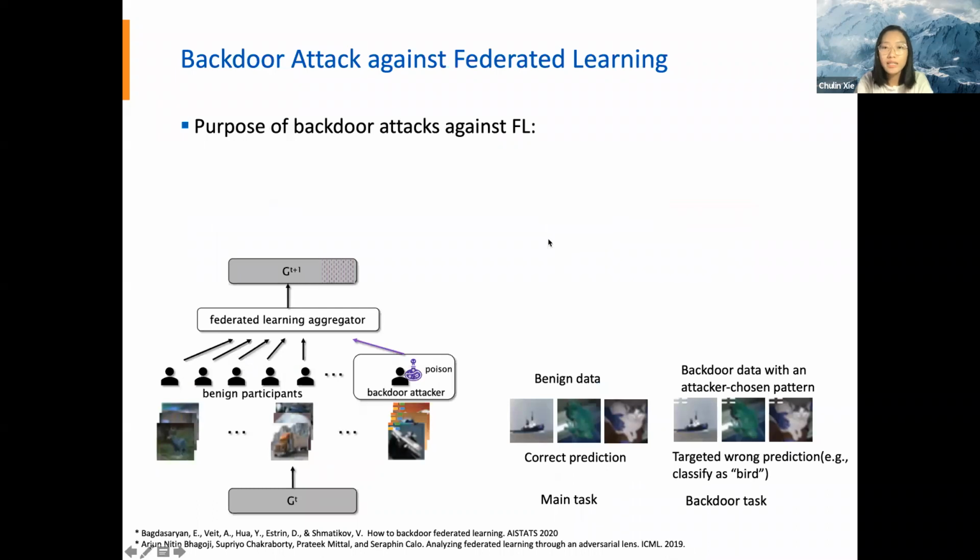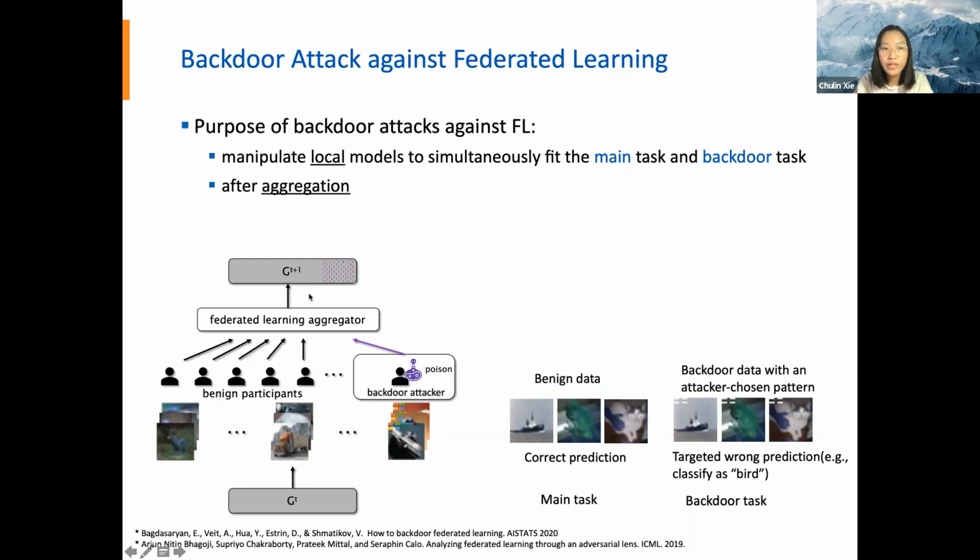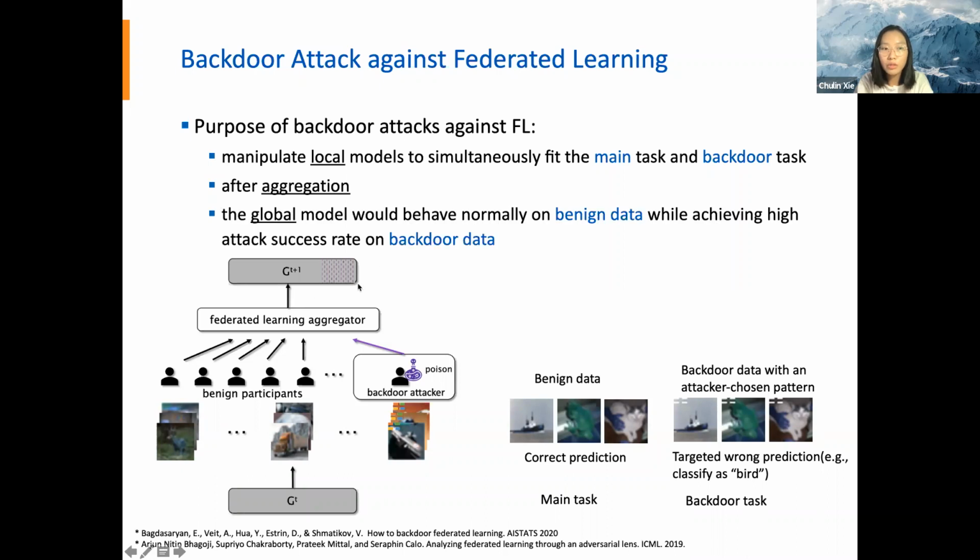Instead of preventing the convergence in accuracy as Byzantine attacks do, the purpose of backdoor attacks in federated learning is to manipulate the local models to simultaneously fit the main task and the backdoor task, so that after the aggregation, the global model would behave normally on the benign data while achieving a high attack success rate on the backdoor data.